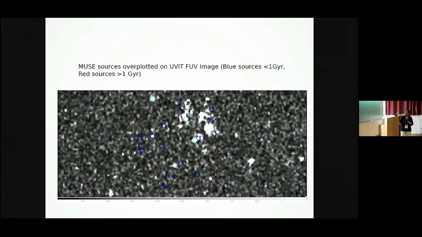And we have looked at it in UVIT, and we find FUV emission associated with this UDG galaxy. And I think this is the first time that FUV emission, or even any UV emission, has been seen, and this UV emission comes mainly from evolved stars, blue stragglers, maybe also some white dwarfs.